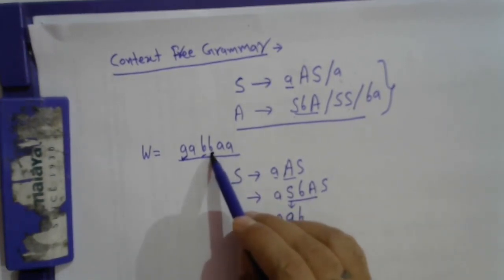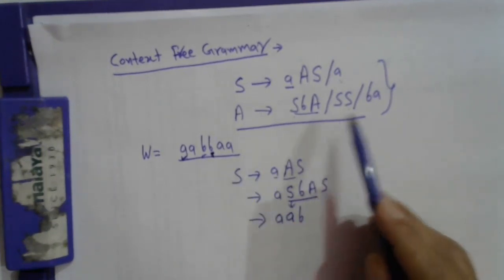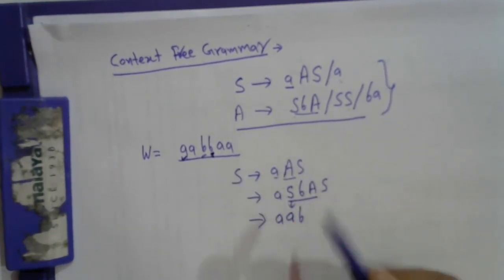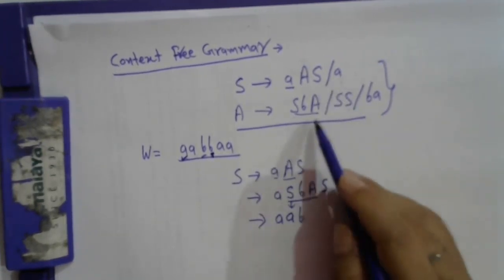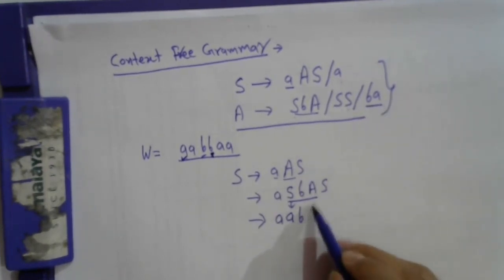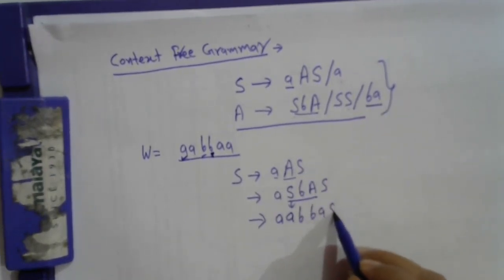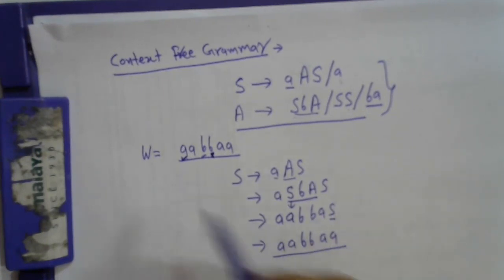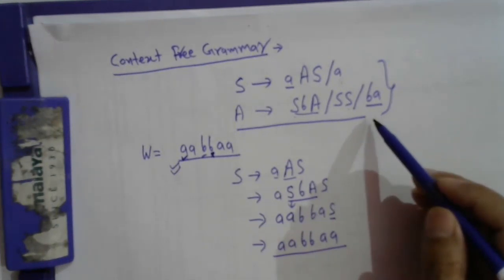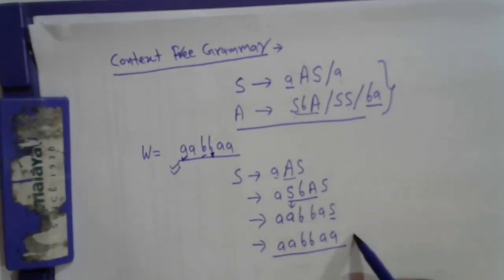Then this symbol B, which symbols does it come from? Again we require A, then we use this symbol as BA, and we put here BA and S. Then again, S is only the variable symbol, and you can put the final string as AABBAA. This is the string which we want to construct from this particular grammar, and we are getting this string, which is very satisfying.